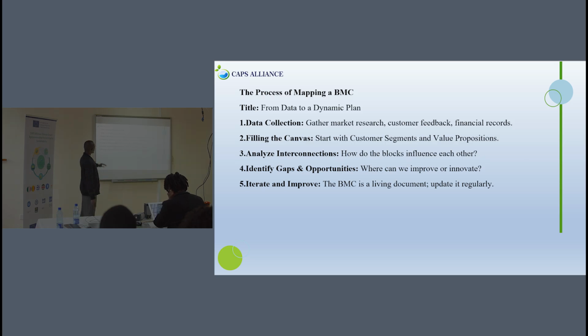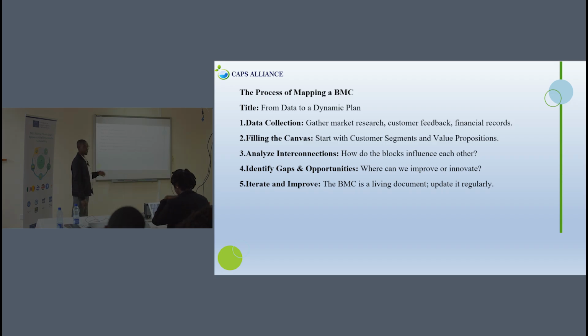And then you have to be filling this canvas. You start with the customer segments and then the value proposition. This, I think, was mentioned by Prof somewhere. Then you have to analyze the interactions. How do the blocks influence each other? The different blocks, that is the BMC, the customers and the like, how do they interact so that you can maximize on profit?